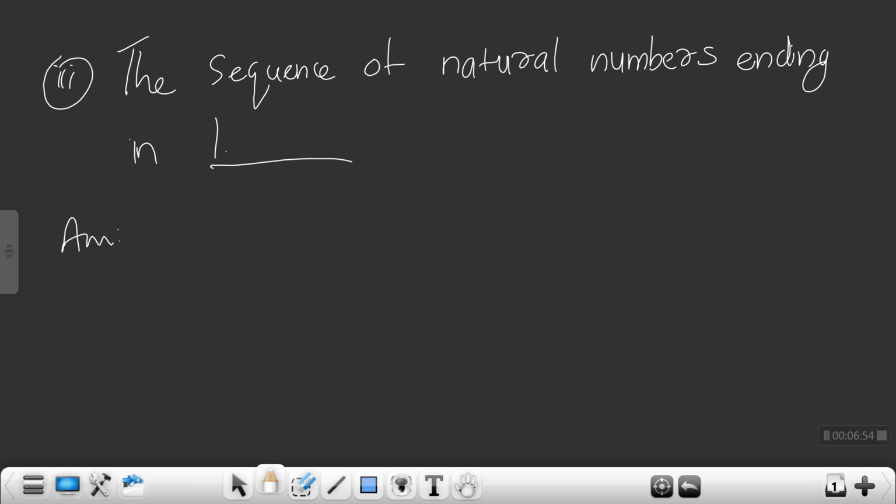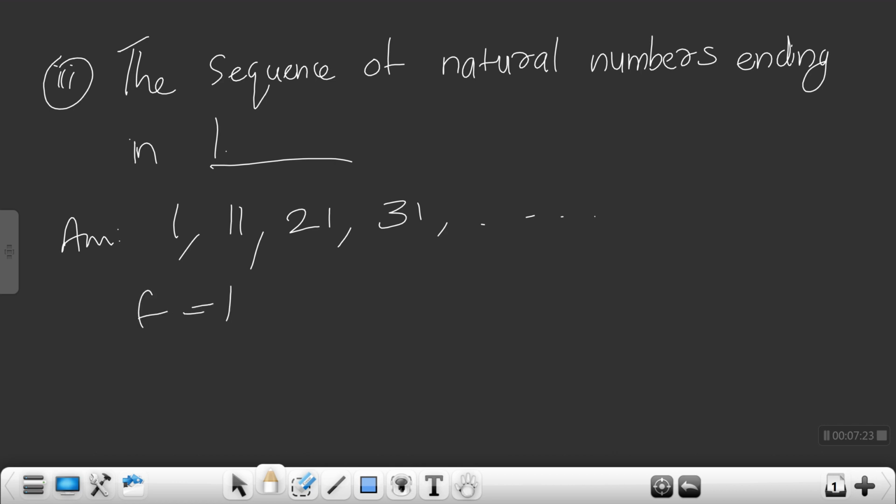Clearly, the first number in that sequence is 1. Then the next term ending in 1, that 2-digit number, is 11. Then the next number ending in 1 is 21, and 31, etc. 1, 11, 21, 31, etc. are the natural numbers ending in 1.